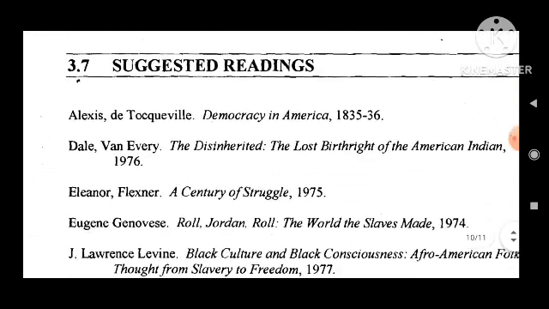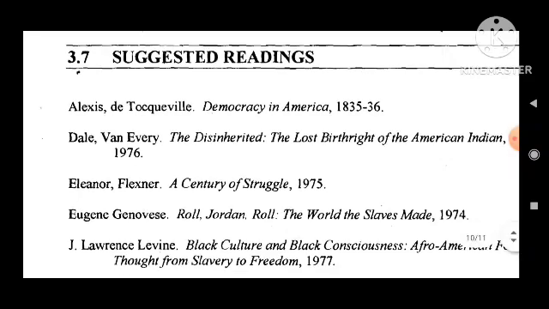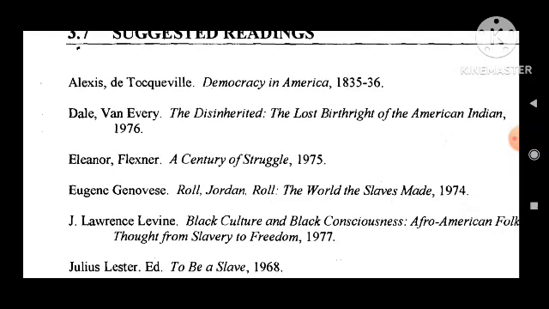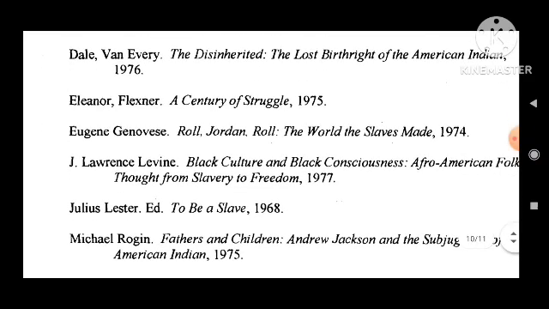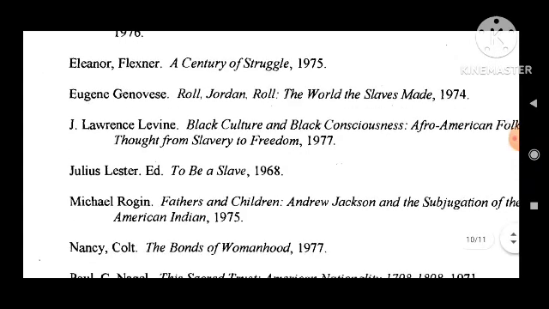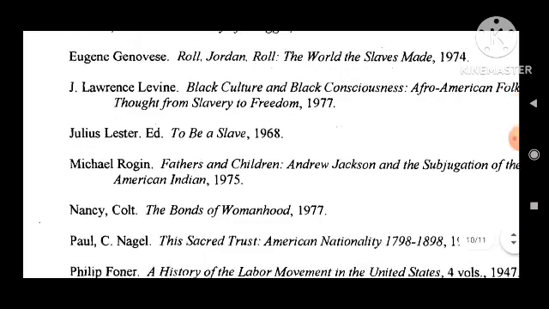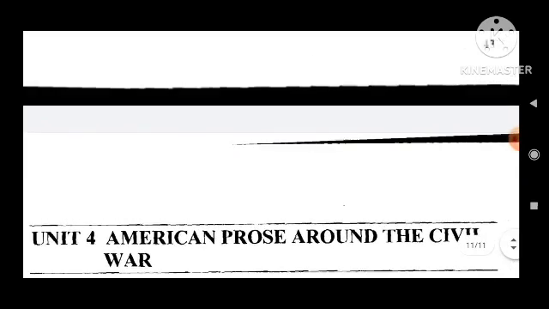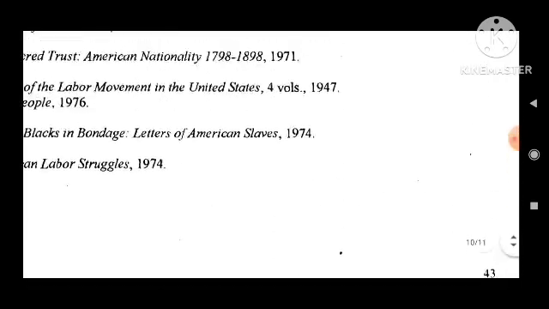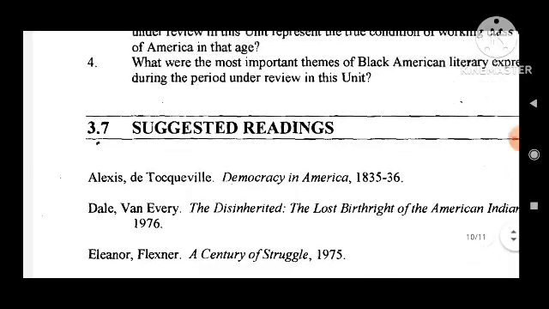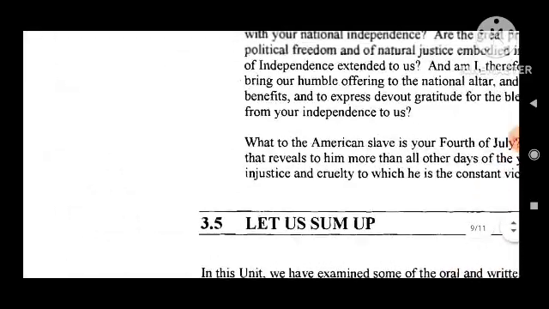Okay. So here is the suggested reading. The Democracy in America, then Eleanor Flexner, A Century of Struggle, Eugene Genovese, Roll Jordan. Okay, here is the suggested readings. Then we will go to Unit 4, American Prose around the Civil War. Okay, so here it is all about the national consolidation.